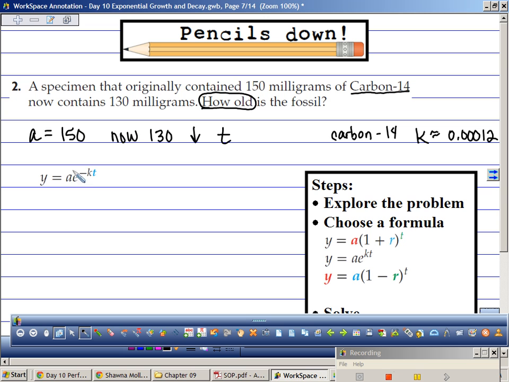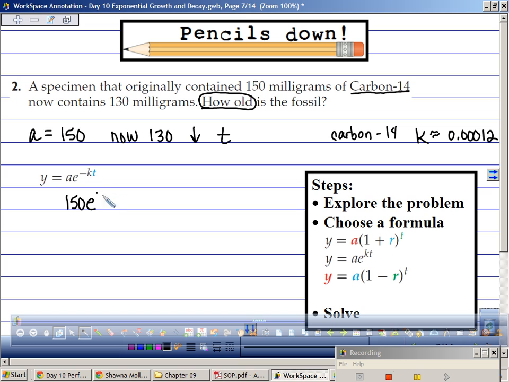Okay. So we know what A is. It's 150 e to the negative, I know what k is, 0.00012. I'm looking for t. What else do I have? What's y? So after this rate has an effect on 150, my end result will be 130. So what do I do with that? The natural log of both sides. But before I do the natural log of both sides, I want to divide by 150.